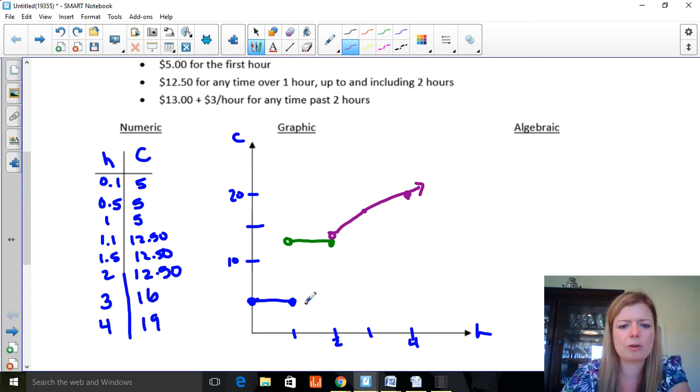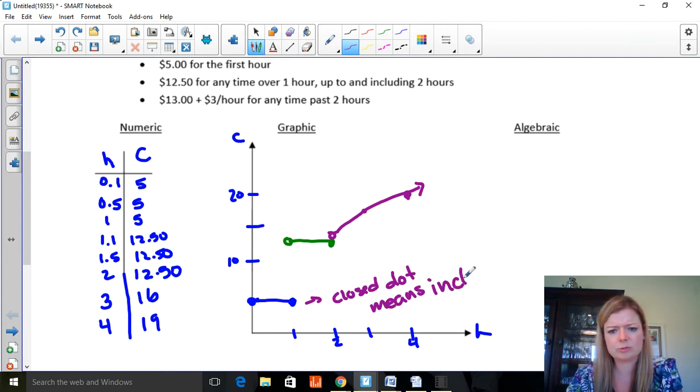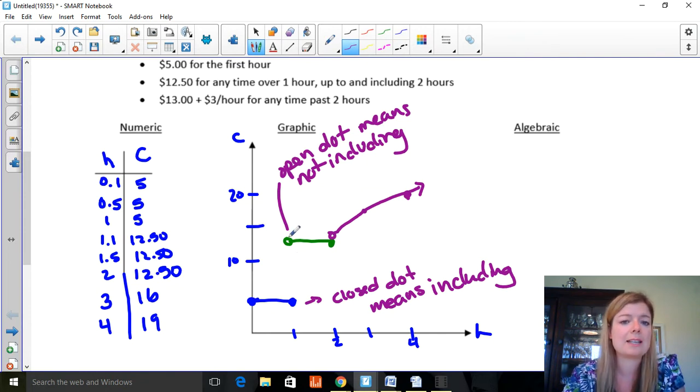Okay, and then that continues forever. Okay, so closed dot means, what did I say there? Including. And then open dot means not including. Now, it's important that you have an open dot and a closed dot, or else it wouldn't be a function. If you have 2 closed dots, that would make it fail the vertical line test.